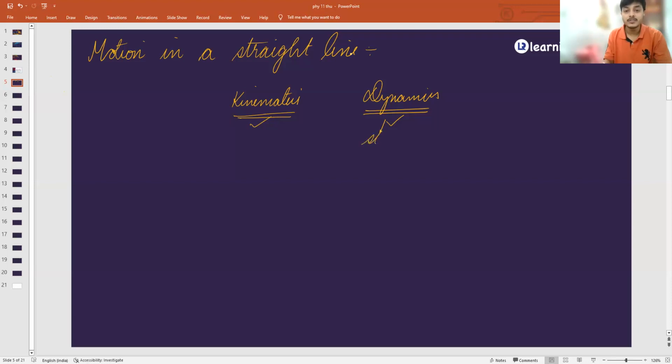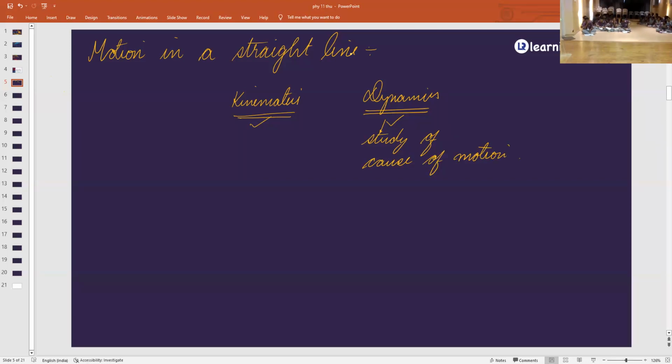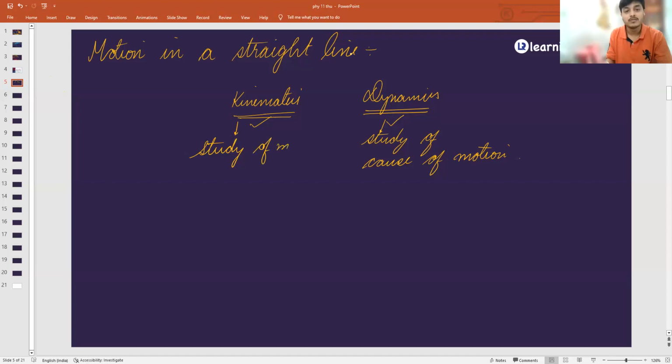Dynamics is the study of the cause of motion. Kinematics is the study of motion without considering the cause.